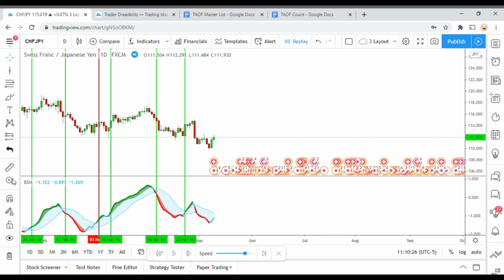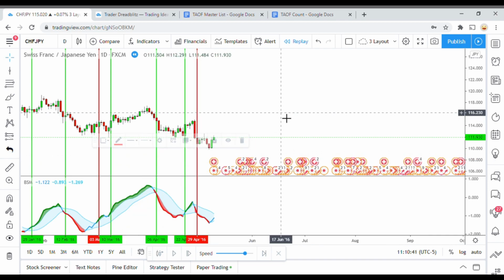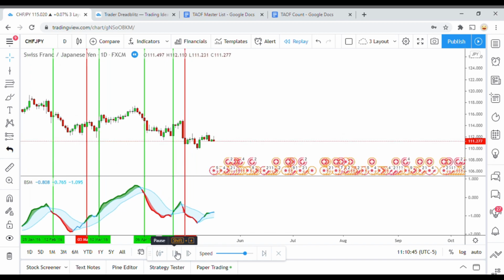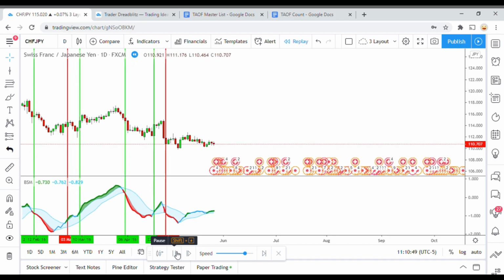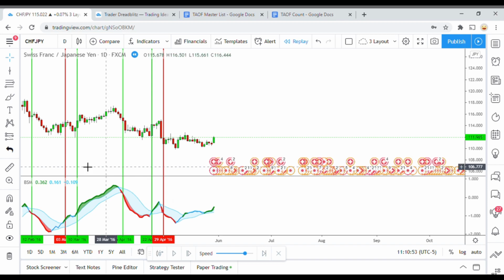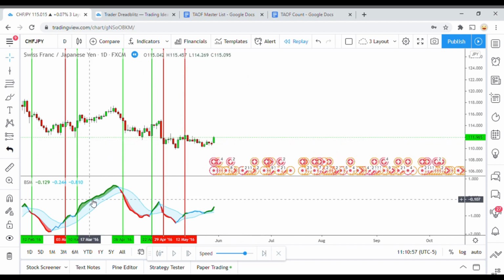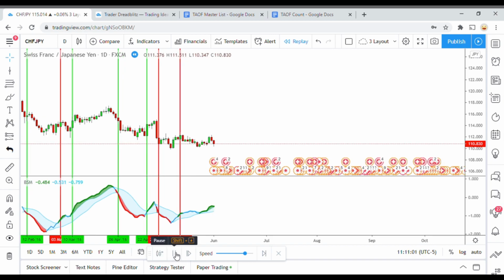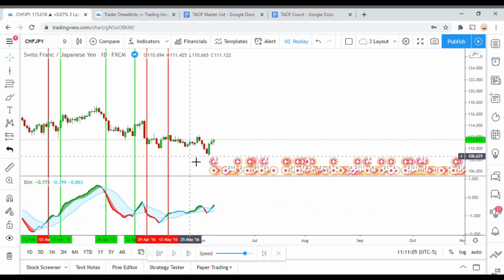Let's see what it does. So short signal there. Enter there. That one would have gotten us stopped out. And it looks like it called a long signal there for just a moment. That one would have gotten us stopped out as well. Another one here. That one looks pretty good. Yep. Winning trade on that one.